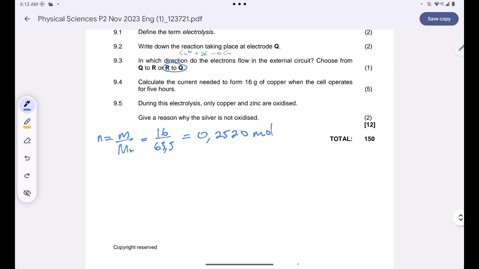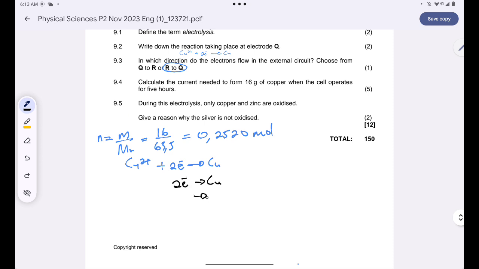Alright, together. And then these are the number of moles of my copper which was formed, right? But I know that according to the half reaction, I have copper 2 plus, and copper 2 plus will need 2 electrons to give me copper solid, right? Now I simply know that I only need 2 electrons to form my copper.